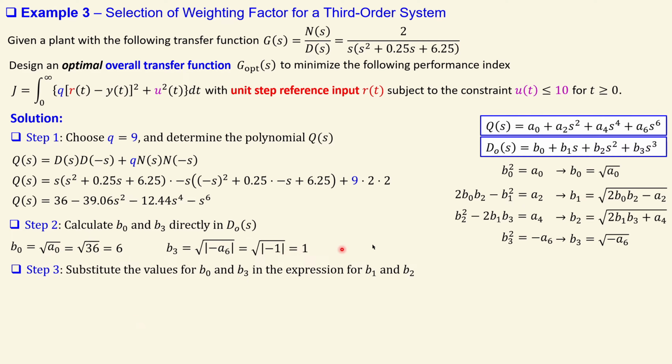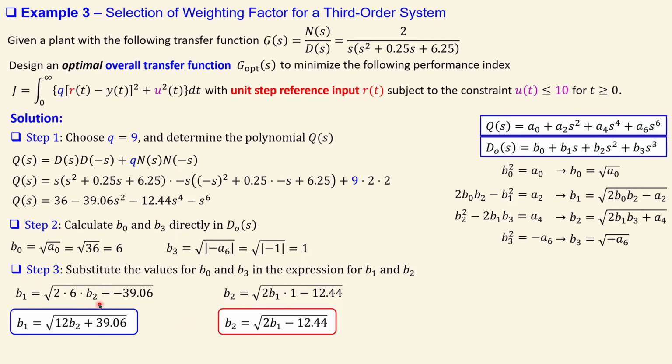So this is just 6 and 1, so we take the absolute value of that minus 1 in the square root. Now you need to substitute those B0 and B3 in the equation of B1 and B2, and then use an iterative process. So again, you see this here, A2 is actually here, and that is the minus 39.06. You have a minus sign also here, so you will get a plus. In symbolic form, you will get that minus 12.44 from that A4, which is shown here. Now you have two equations. Again, we need to do that iteratively.